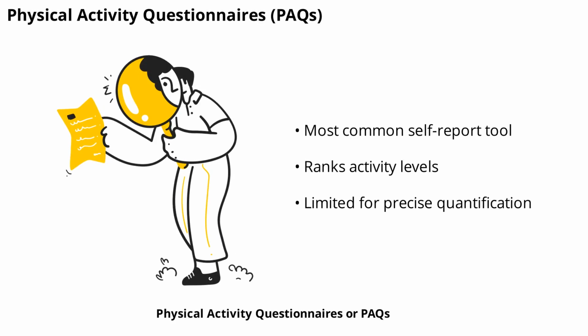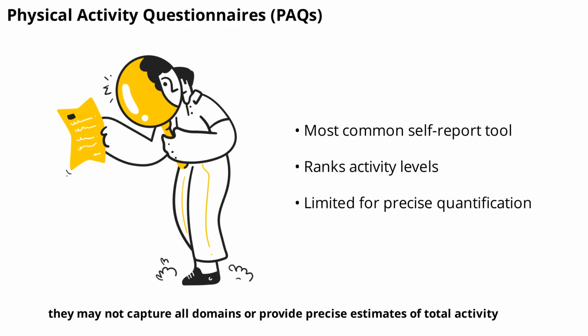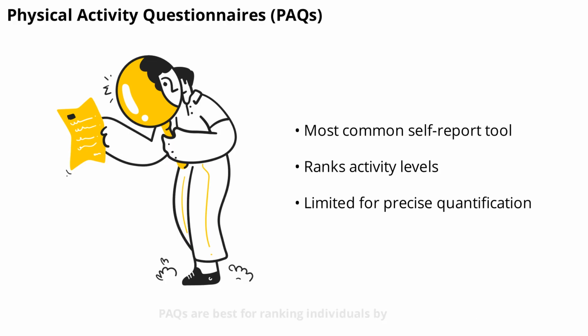Physical activity questionnaires, or PAQs, are the most widely used self-report tools. They can be self- or interviewer-administered and are designed to assess frequency, intensity, and duration of activity. PAQs are cost-effective and easy to use in large populations, making them ideal for surveillance and risk stratification. However, they may not capture all domains or provide precise estimates of total activity. PAQs are best for ranking individuals by activity level rather than quantifying exact amounts.